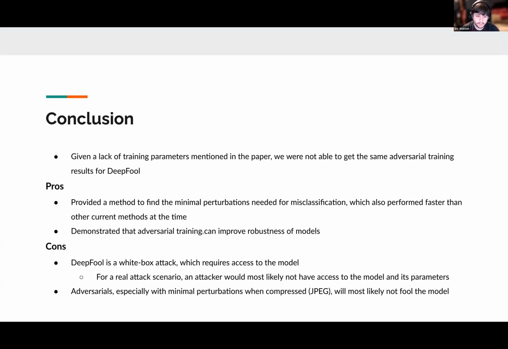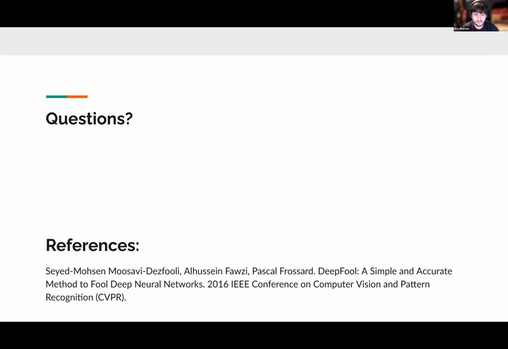However, some caveats to the paper are that this is a white box attack method. So in a real scenario, you're not really going to have access to model parameters, so you more likely would have to use a transfer attack. That means the perturbations might not fully work against a model with different parameters. And especially since you're getting the minimum perturbations, you also have to factor in compression, because most images are stored as JPEGs. That compression, when you save, could affect the perturbation and it might not fool the model as much. So, any questions?